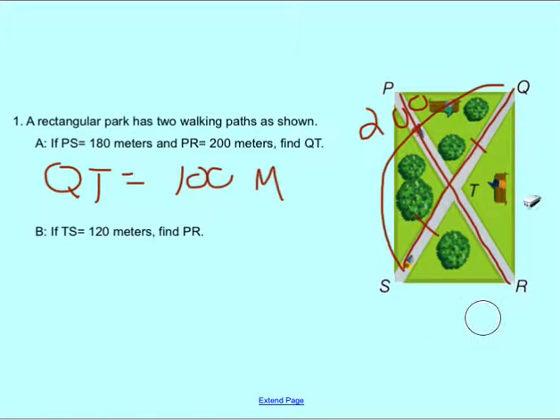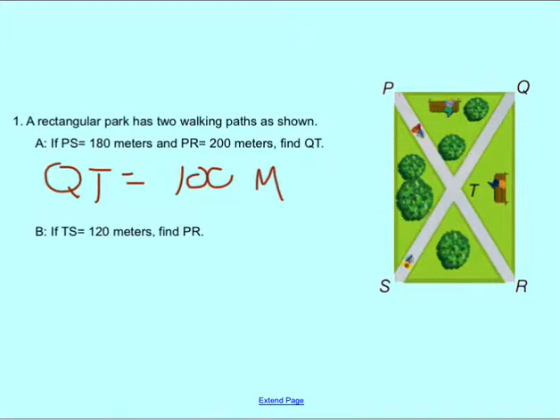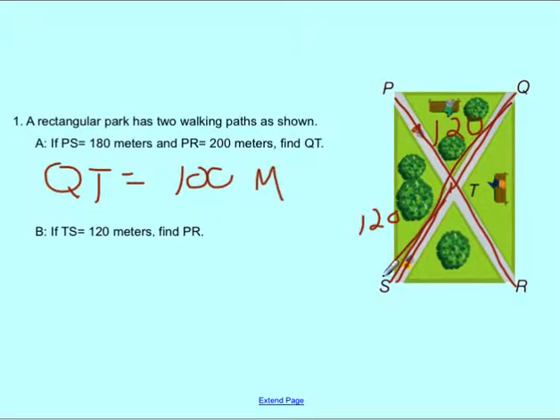Next, let's take a look at TS. So taking a look at TS, so TS, this guy right here, is 120 meters. And then it wants us to find all of PR. Well, remember, PR is going to be congruent to QS. Well, if TS is 120, then QT is also 120. So the whole length of it is going to be 120 plus 120. And again, PR is going to be congruent to that. So you add those two together and you get 240 meters. Okay, so PR is going to be 240 meters.